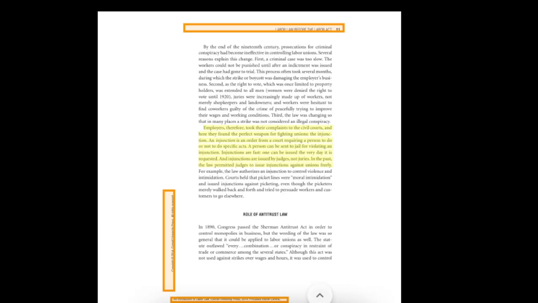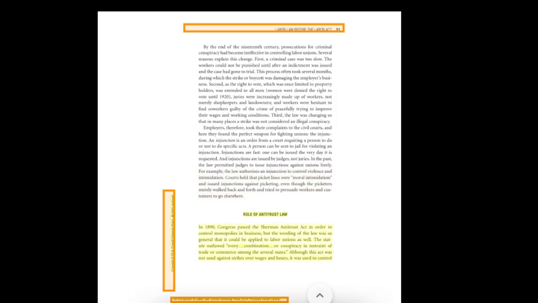In the past, the law permitted judges to issue injunctions against unions freely. For example, the law authorizes an injunction to control violence and intimidation. Courts held that picket lines were moral intimidation, and issued injunctions against picketing, even though the picketers merely walked back and forth and tried to persuade workers and customers to go elsewhere.